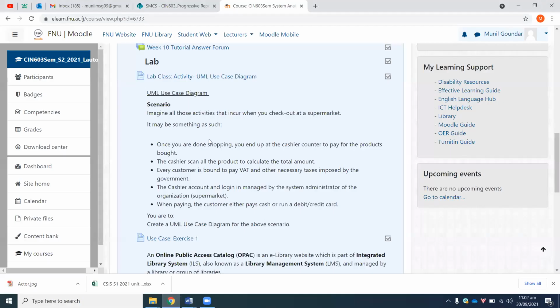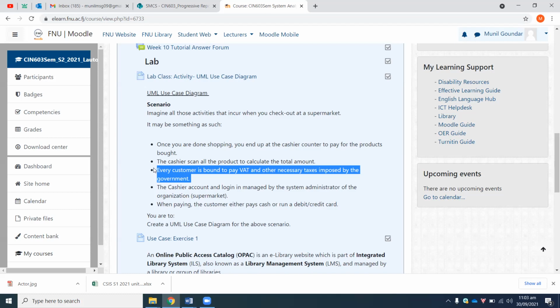But look at this. Once you are done shopping, the shopping part is done by the customer. The cashier scans, so the cashier is the actor. Now, every customer is bound to pay VAT and other necessary taxes imposed by the government. So the customer pays VAT. Do they pay it separately or together with the items? Together with the items. Okay, but the organization separates the actual sale amount from the VAT amount, and the VAT amount is given to the government at a monthly or three-monthly interval. I'm not so sure when it is given; I'm guessing monthly. It is given to the government, in our case to FIRCA. The organization handles all those things, so that's where the supermarket comes in.